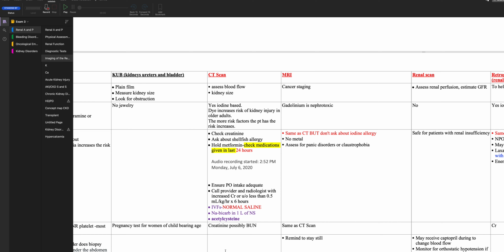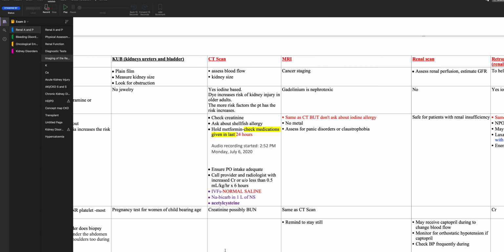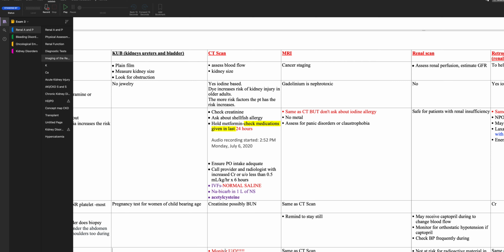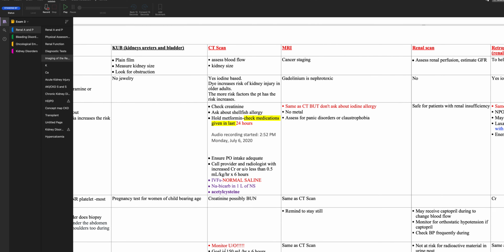And so you're going to have to ask about a shellfish allergy, which really we don't do anymore, but ATI still says we have to do it, okay? So they are given the CAT scan with contrast dye. You're going to hold the metformin. Okay, so you need to check all the medications before your patient goes. You need to check the BUN and creatinine and let the provider know. You need to make sure the patient is making urine.